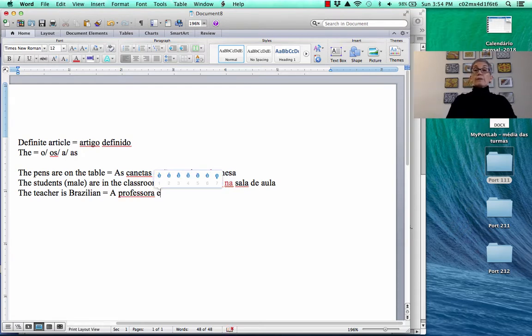Remember that the verb to be in Portuguese, you have two verbs, ser and estar. So when you're talking about nationality, it's never the verb estar, it's always the verb ser, okay? Então a professora é, acento agudo no é, otherwise it becomes and. A professora é, and then do not capitalize nationality, okay? Brasileira. A professora é brasileira. Let's see, what else?